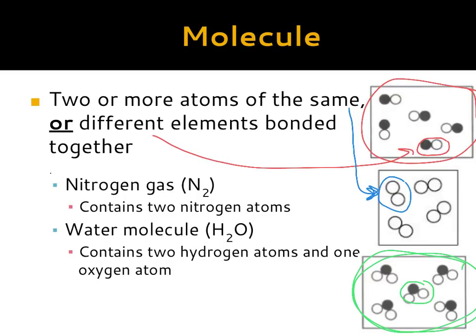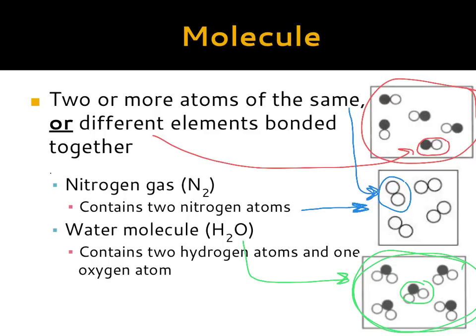I have a couple of examples here. I have nitrogen gas, N2. We'll talk about why that's N2 and not just N a little bit later. But nitrogen gas N2 contains two nitrogen atoms. That's going to look like this particle view diagram right here on the right. Whereas water is going to contain H2O. We need 3 atoms there, 2 hydrogens and 1 oxygen, and that would look like this one on the right.